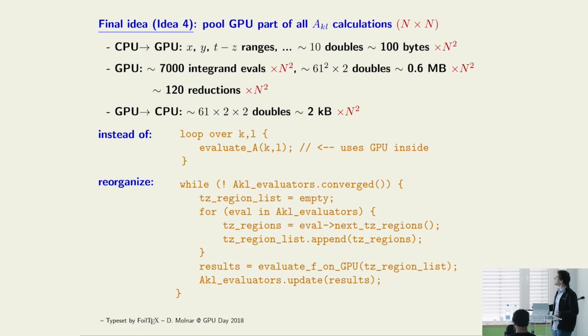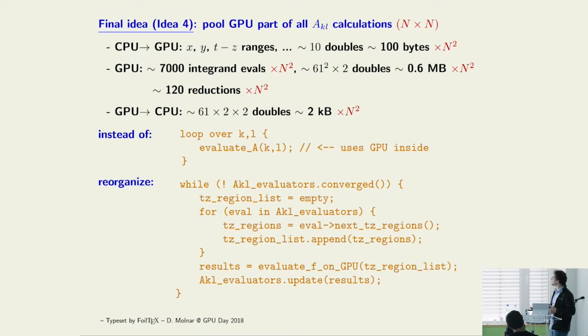n squared. So that means that I need about 10 numbers roughly to parameterize my range that I want to integrate over. That's about 100 bytes. I had to send n squared of that to the GPU. The GPU then does 7,000 times n squared evaluations, each in one thread. It basically uses about 0.6 megabytes for this internally, and times n squared, but still okay, it's not super large to run out of everything.